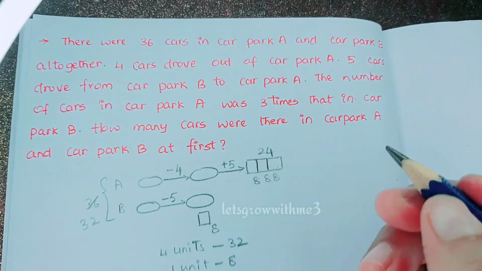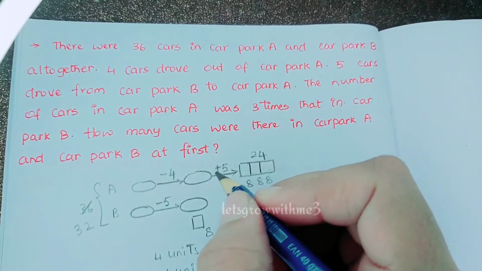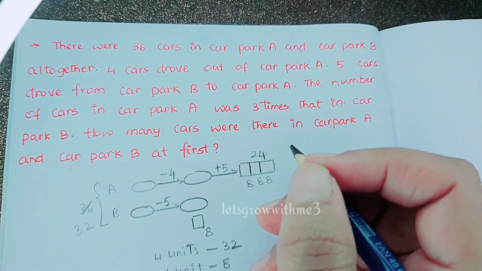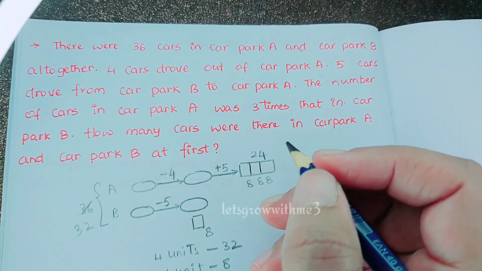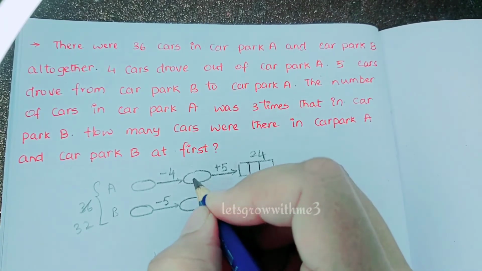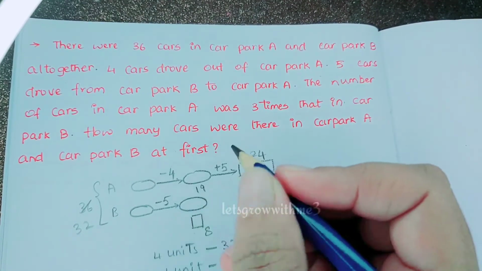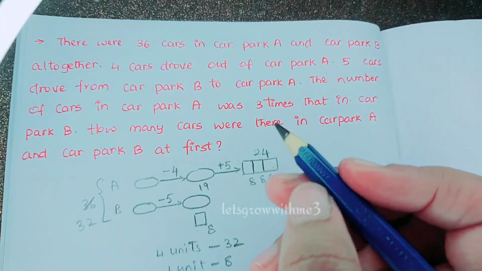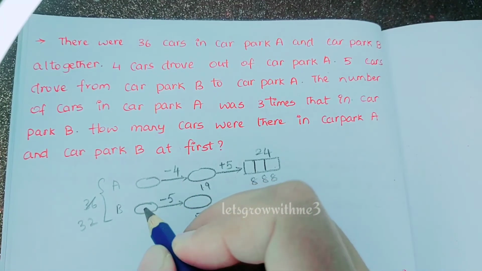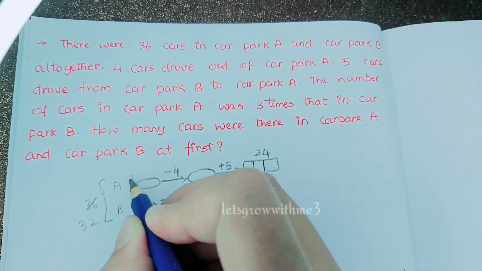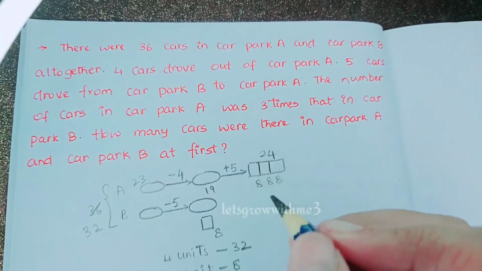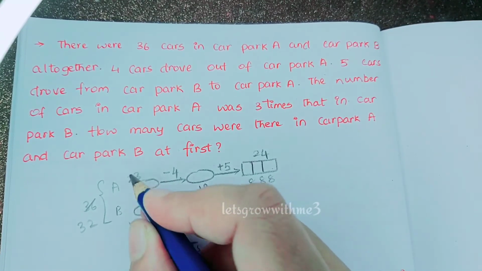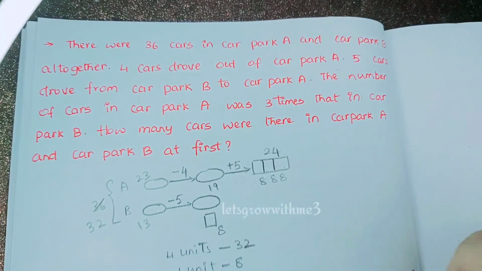So once we got the present cars in car park A and car park B, we can find out how many we had initially. So 24 minus 5 we need to do to get the previous value. So 24 minus 5 means 19. And then it's actually minus 4, so we need to do plus 4. 19 plus 4 is equal to 23. So in car park A we had 23 cars initially. And next, in car park B we have 8 plus 5, which is 13. So in car park B we had 13 cars.